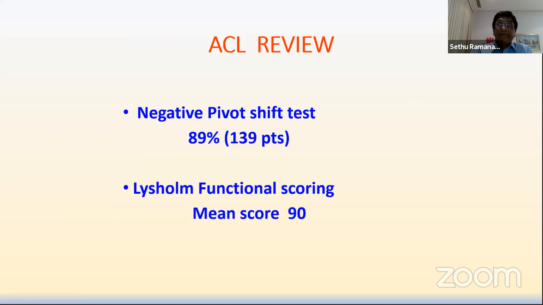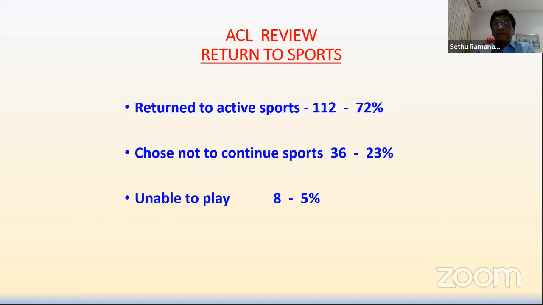89% had a negative pivot shift test, and the Lysholm functional scoring mean score was 90, which I thought was good. 72% returned to active sports at pre-injury level. 23% chose not to continue sports. It was their own decision, although some of them could have. And 5% were unable to play.